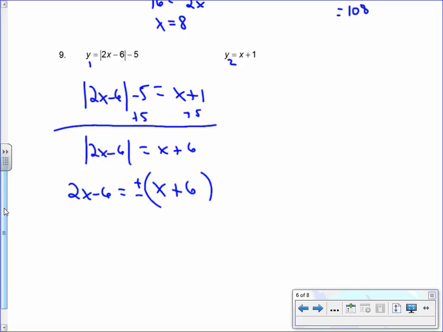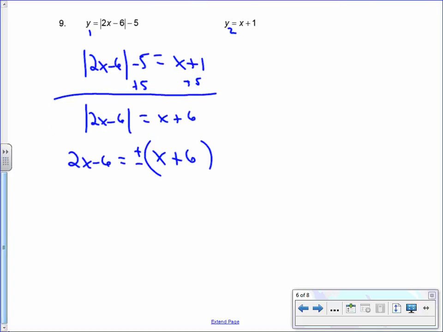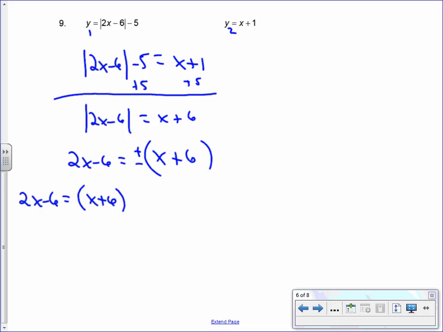Now the simplest, easiest way to keep up with everything is to stop right here and break it up into 2 separate problems. 2x minus 6 equals positive x plus 6. I don't really need to put that plus out there. And the second one is 2x minus 6 equals negative (x plus 6). Again, those parentheses need to be there because this negative has to get applied to both of these terms inside the parentheses.